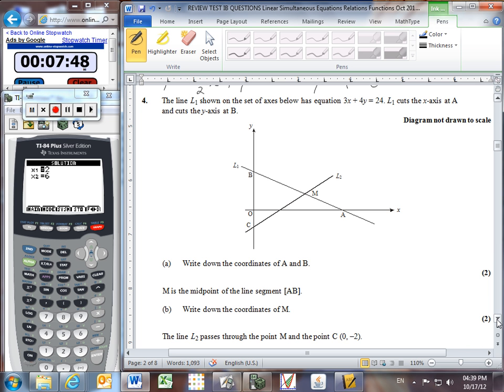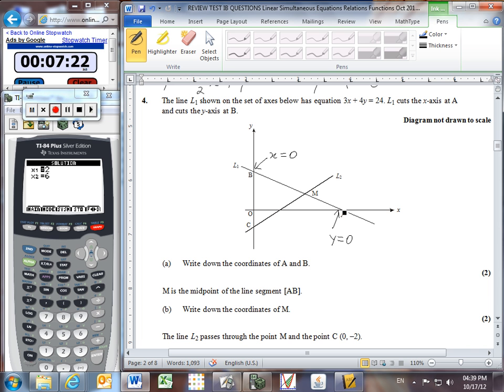For line L1, we've been given its equation in standard form, 3x plus 4y equals 24. And we're told that it cuts the x-axis with an x-intercept at A and a y-intercept at B. We need to write down the coordinates of A and B. Well, one thing we know about the x-intercept is that y is equal to 0. And at the y-intercept, we know that x is equal to 0. So let's substitute these values in turn into the equation.